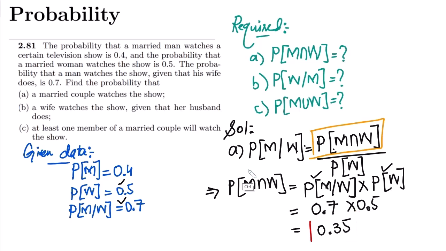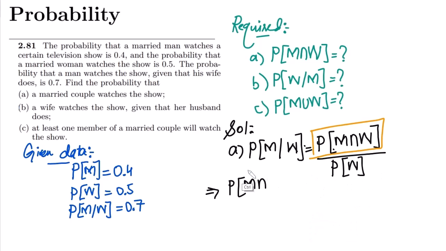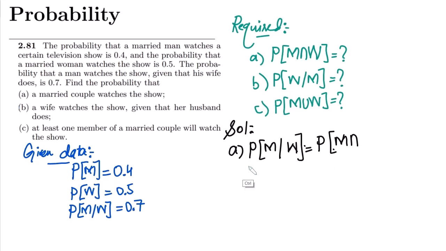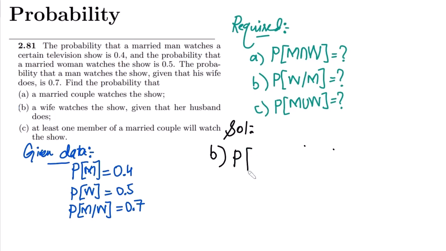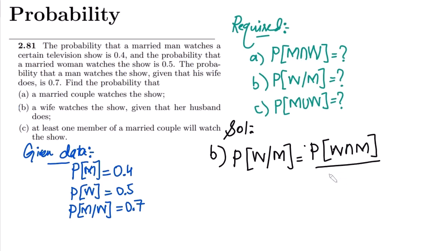Now in order to find the solution of part B, let me remove this and find the solution. In part B, what do I have to find out? I have to find the probability that a woman watches a TV show if a man watches it too. In order to do this, I have to use the conditional probability, according to which I have the probability that a woman and man both watch a TV show divided by the probability that a man watches it too.